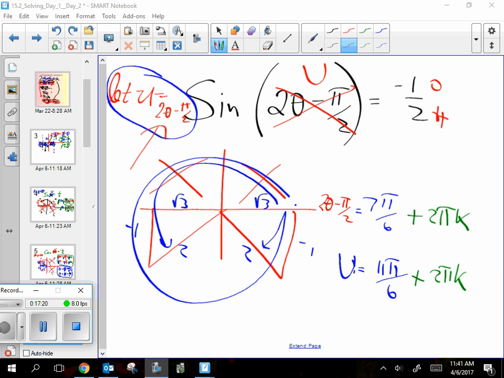Now, I bet you right here, a lot of you are going to goof up. Does anybody see the thing that the people are probably going to do wrong? You want to make a prediction? I've been doing this long enough, I have a good guess anyway. People are going to go, okay, you're trying to get theta alone, so we should add pi over 2 to both sides. So here's what people do.